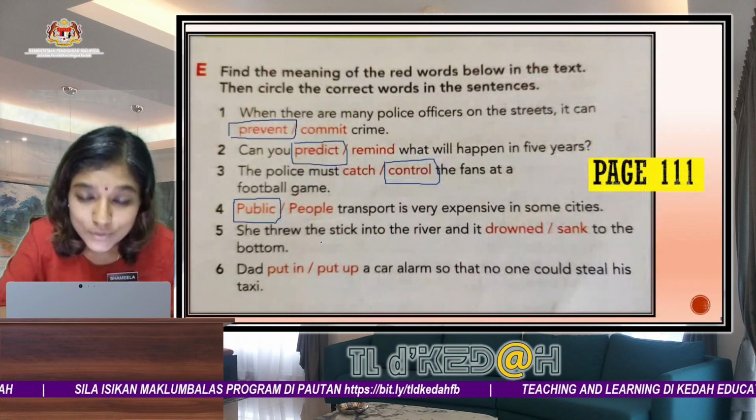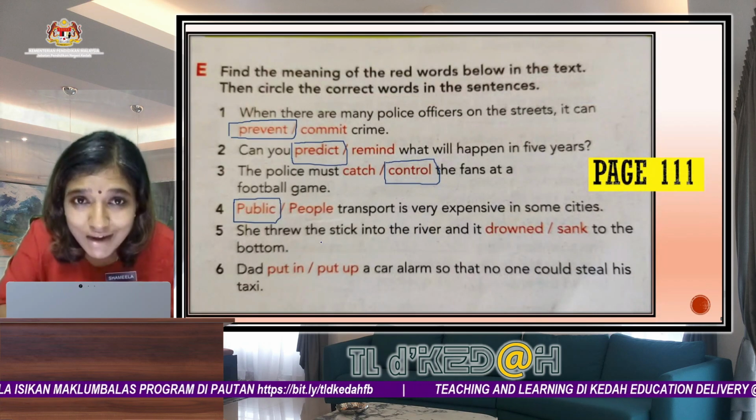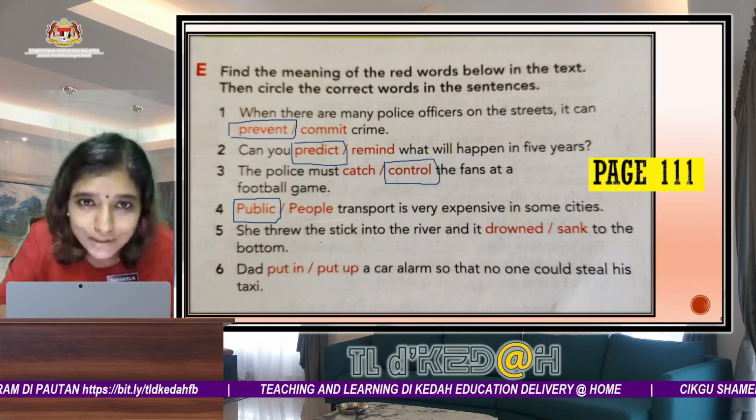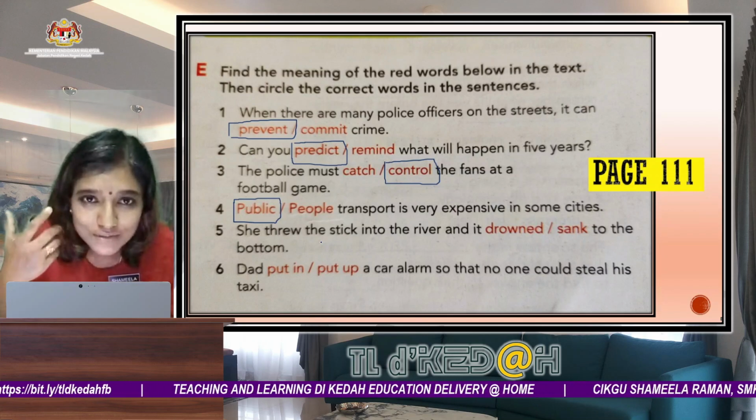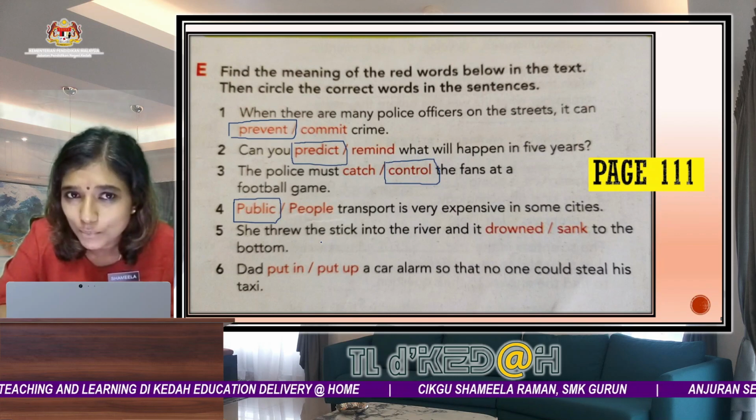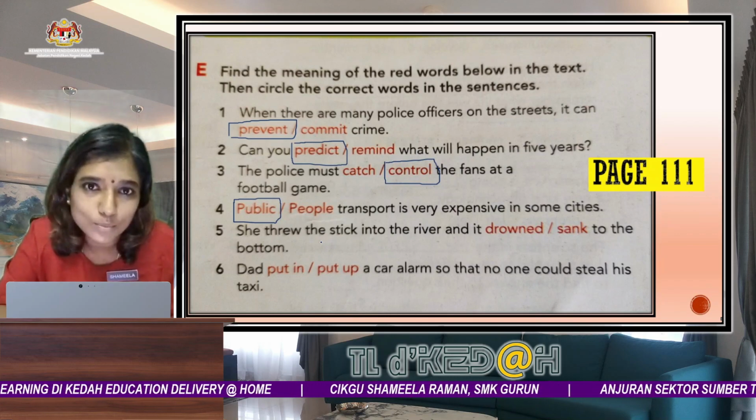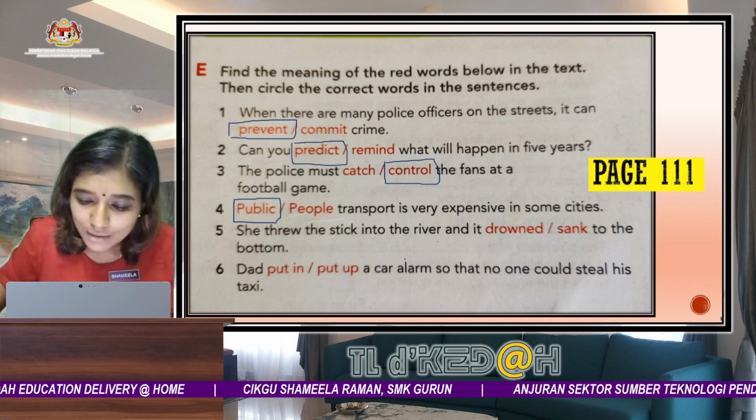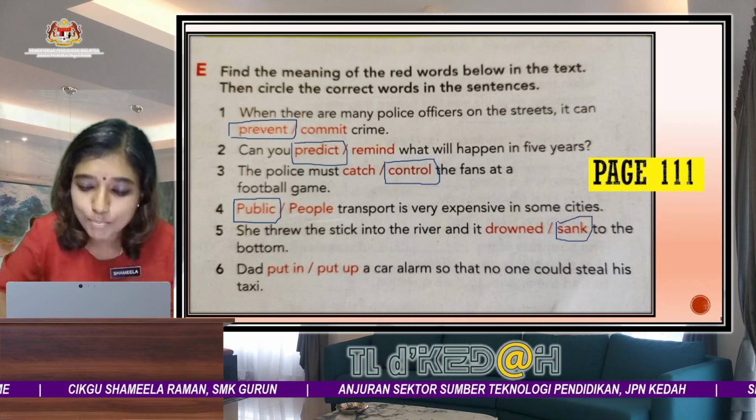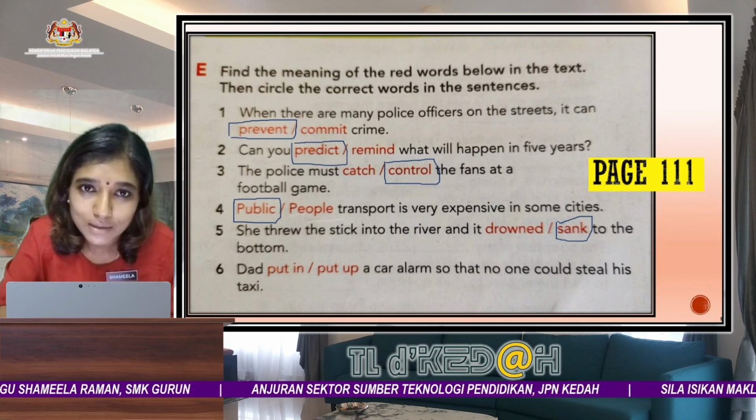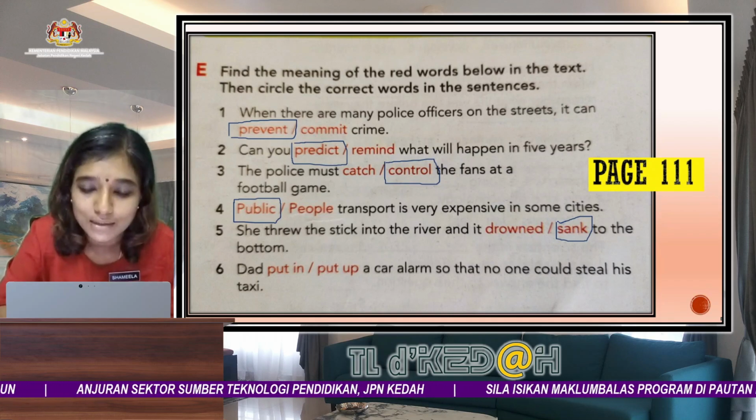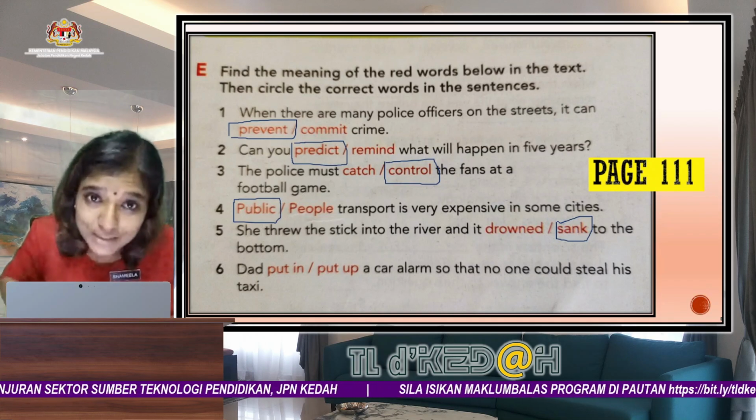Next, she threw the stick into the river and it drowned or sank to the bottom. Drowned, you're still moving. The boy, once he lost his consciousness, he sank, no movement. So a stick, move or no movement? Definitely no movement. Scary to find the stick moving. So the answer will be sank. You see, both the words we read from the text, but you need to choose based on the correct meaning so that it will become the best answer for this sentence.